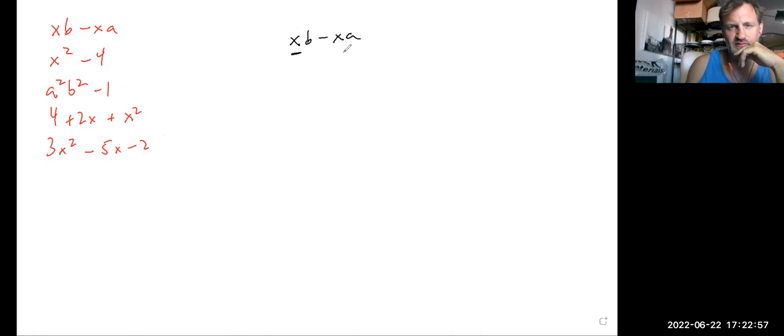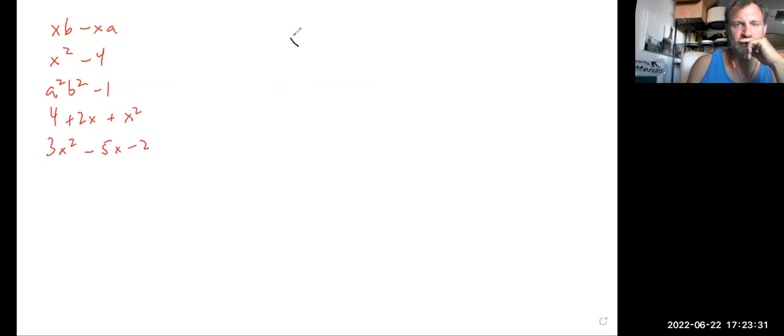All right, so for this first one, this is just classic common factor. You have an x in both of these terms. So we can rewrite this as x(b - a). So factorization is the opposite of multiplication in the sense that I'm undoing the operation. So if I multiply x times (b - a), then I get back to xb - xa. Okay, so that's kind of an easy one to start. Easy to see.